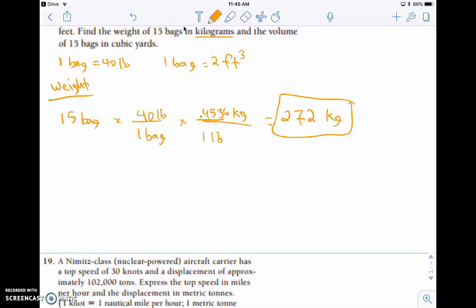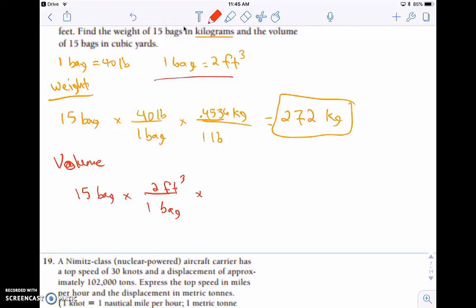And so the next thing we're going to be looking at is our volume here. Whoops. So the volume, again, we're looking for 15 bags in cubic yards. So we're going to start with the 15 bags. And we know that right here, this information, one bag is 2 cubic feet. That information was told to us, so I'm going to again put bags in the denominator so that they cancel those units. So 2 cubic feet is one bag.